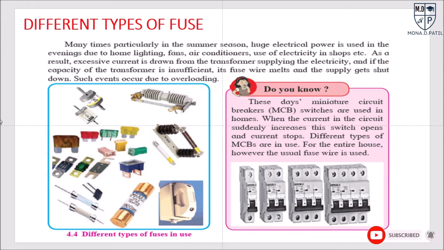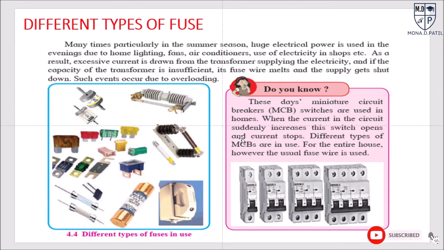As a result, excessive current is drawn from the transformer supplying the electricity. And if the capacity of the transformer is sufficient, the fuse wire melts and the supply gets shut down. Such an event occurs due to overloading. So these are the different types of fuse you can see here.